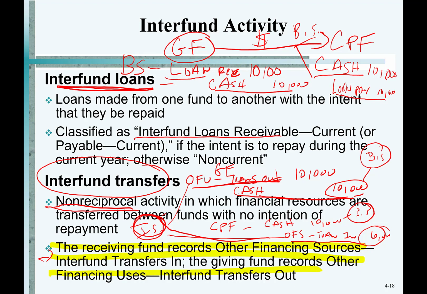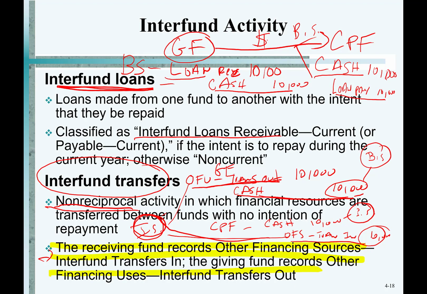Now, if we have what we call non-reciprocal transfers, that means that the fund that is sending the money over is not expecting this money back. It's non-reciprocal, meaning it's not coming back. Okay? If that's the case, of course, cash will be affected on the balance sheet. Obviously, when that cash goes over, we'll credit cash, but then we'll debit other financing uses, transfer out 10,000. You already know this. I gave you that example a little earlier, I think when we were looking at chapter 2. We debit other financing uses, transfer out, don't we?